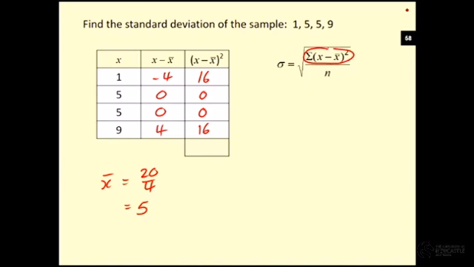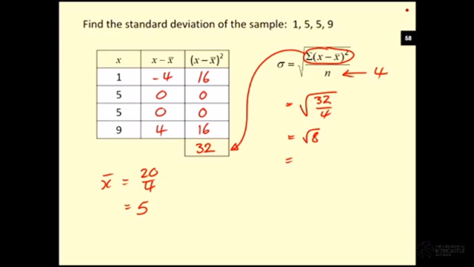This number is the sum of this column. 16 plus 0 plus 0 plus 16 is 32. This number is how many scores I've got, which is 4. So my standard deviation is the root of 32 over 4, which is the square root of 8, which is 2.82, and so on, 2.8, just quoted to 1 dp.